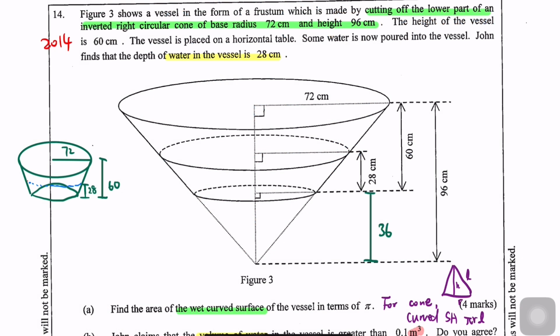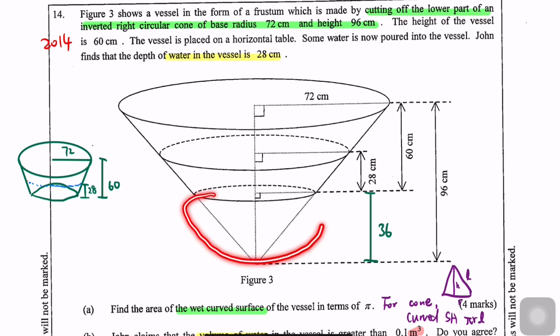They are not similar. 2014 paper, I recommend everyone to try read the question. You can see the graph. It's very complicated. Okay, now what we have is a vessel, and then the height is 96 and the radius is 72 cm. So basically the largest one is the vessel, and then it cut the lowest part.